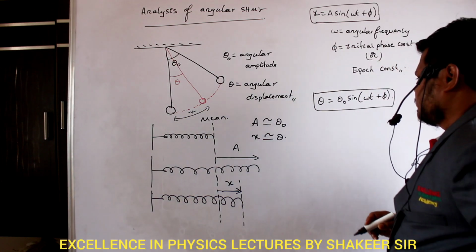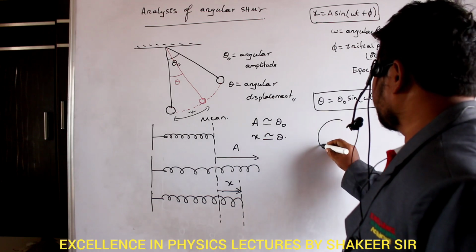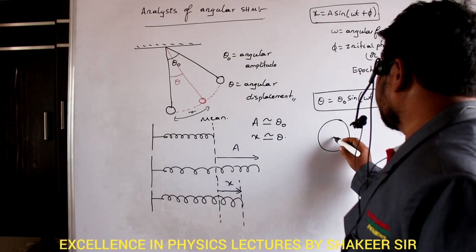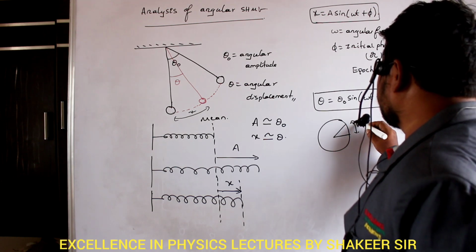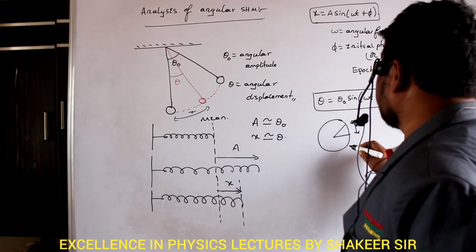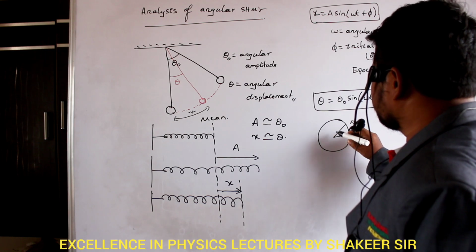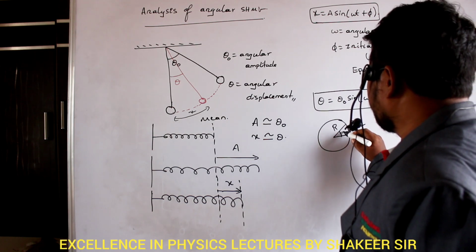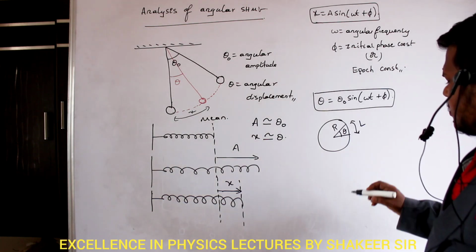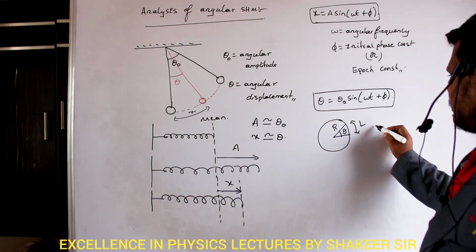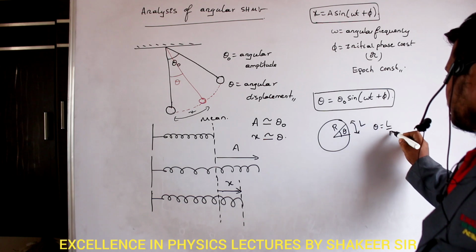Clear? So therefore we know that, for example, if a body is moving in a circular path, the body has started from here and reached this position. So this length we call the length of the arc, which is called L. The radius of this circle is represented by r, and angular amplitude is represented by theta. Then what is the relation between theta, L and r? We know that theta is equal to L divided by r.